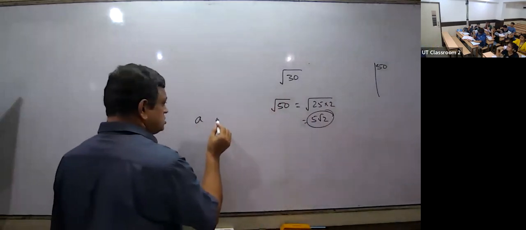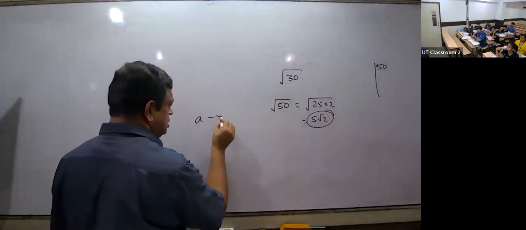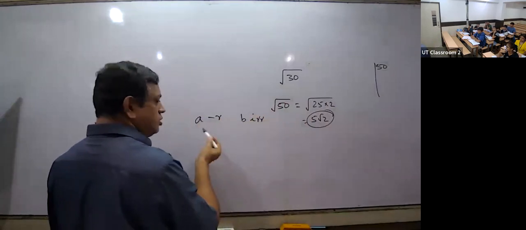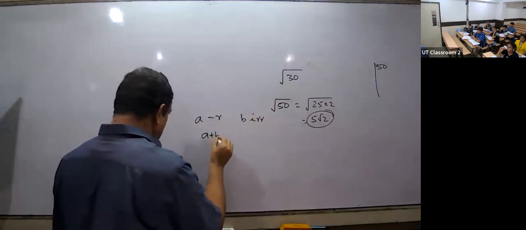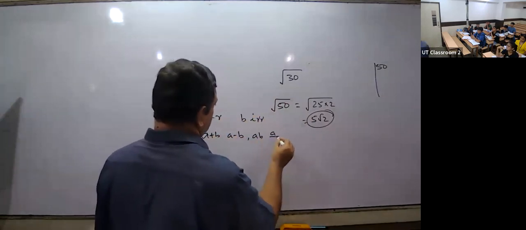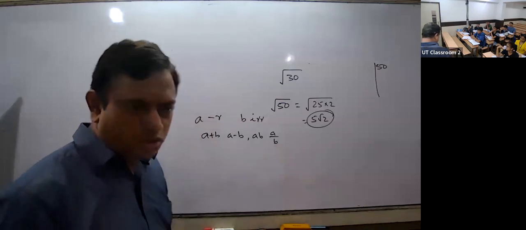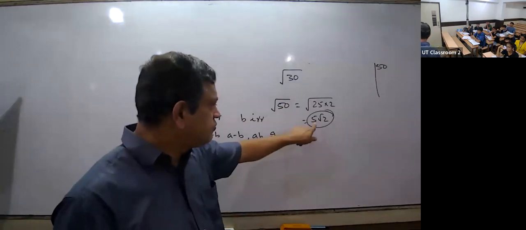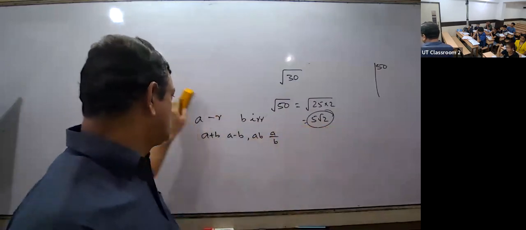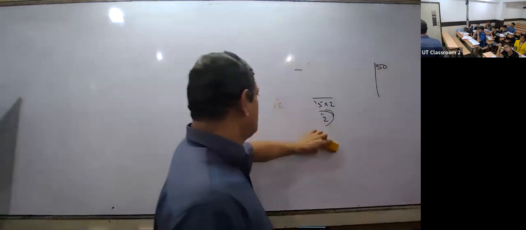You remember in last class we studied: if A is rational and B is irrational, then A plus B, A minus B, A B, A upon B are all irrational. You studied or not? So this is 5 into root 2. One is rational, one is irrational, so the product is irrational. Hope all of you followed. Okay, take the exercise. Wherever questions come, I will explain.